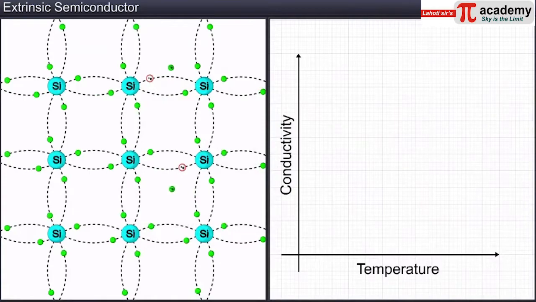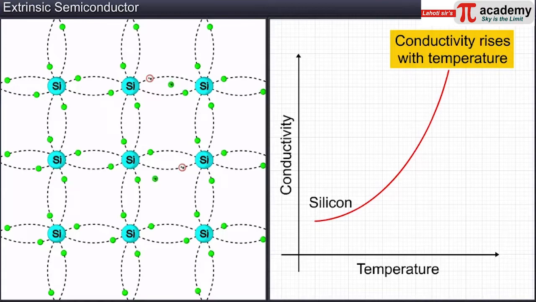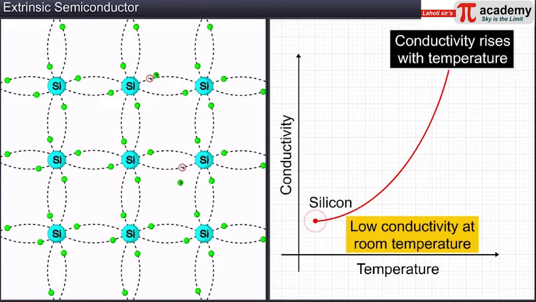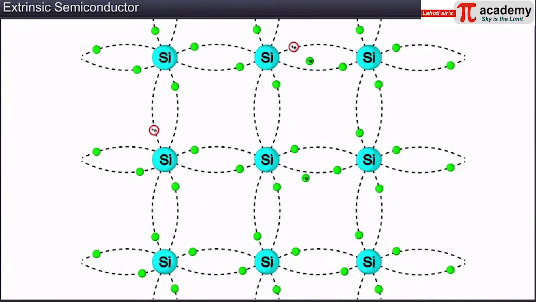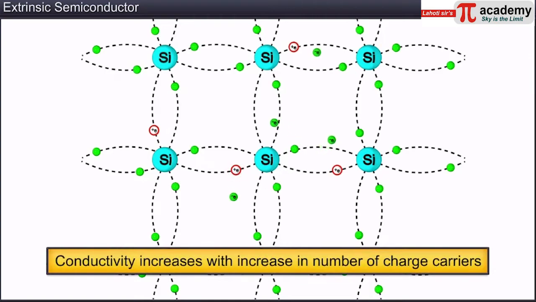The conductivity of an intrinsic semiconductor increases with rise in temperature, as more electrons break away from the covalent bonds of the semiconductor atoms. However, at room temperature, intrinsic semiconductors have very low electrical conductivity. The electrical conductivity of an intrinsic semiconductor can be improved by increasing the number of free electrons or holes in it at room temperature.